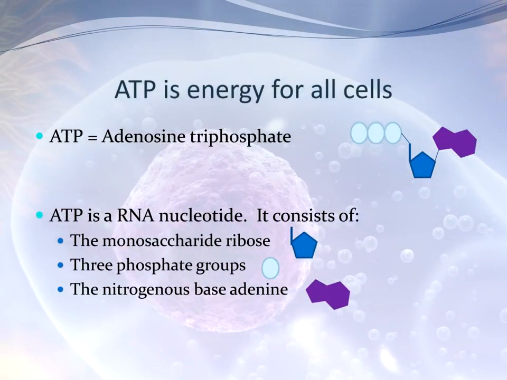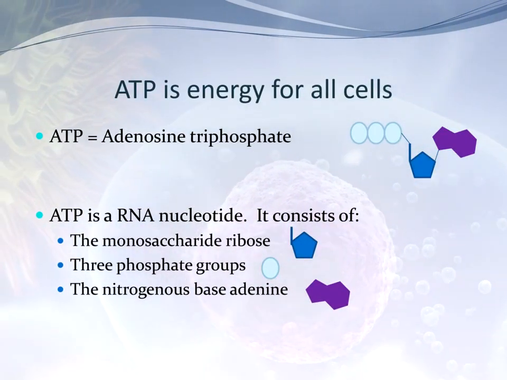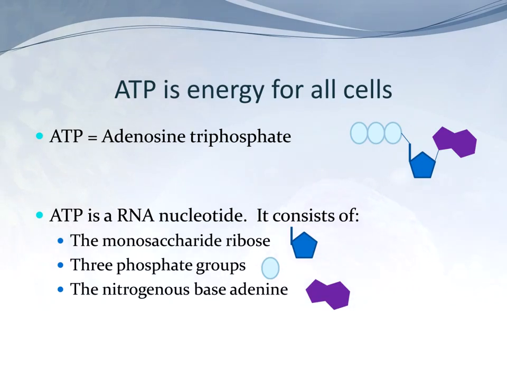All cells rely upon a molecule called ATP for energy. ATP stands for adenosine triphosphate. The name of this molecule reflects its structure, which is essentially a nucleotide. The structure of an ATP molecule consists of the monosaccharide ribose, 3 phosphate groups, and a nitrogenous base called adenine.